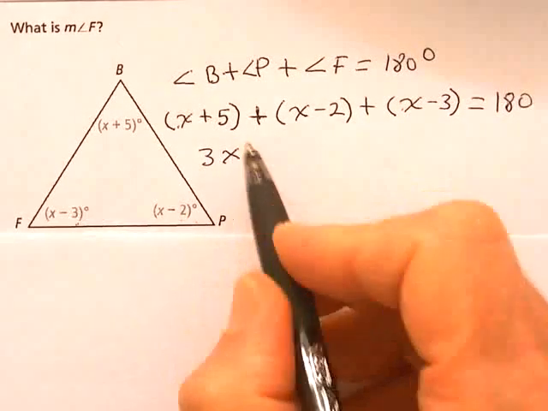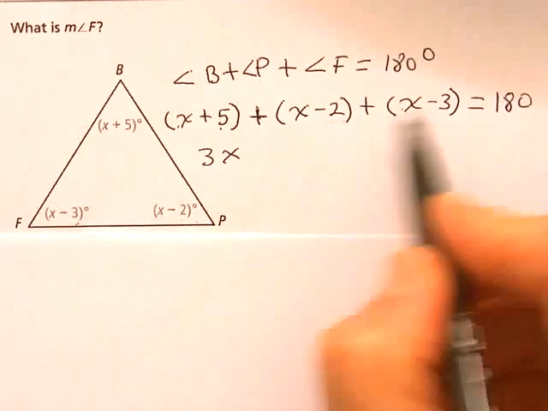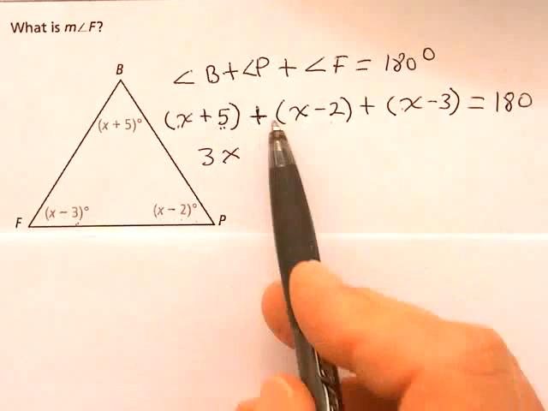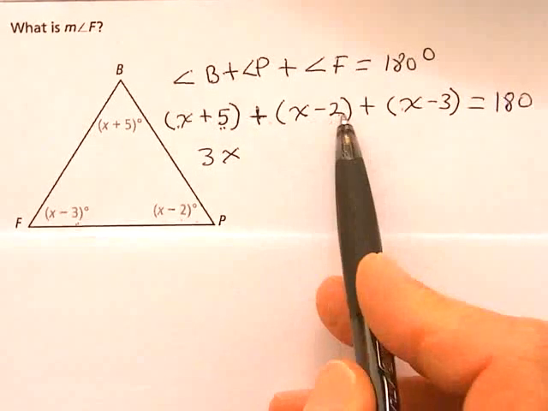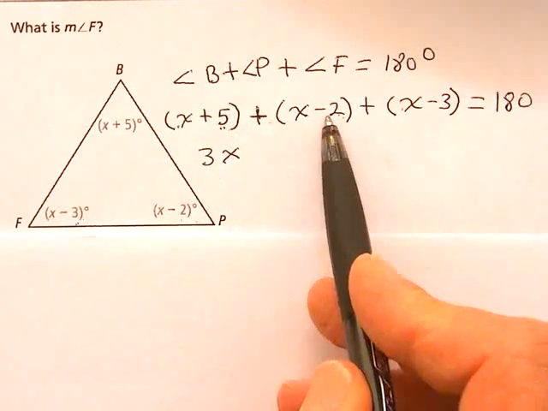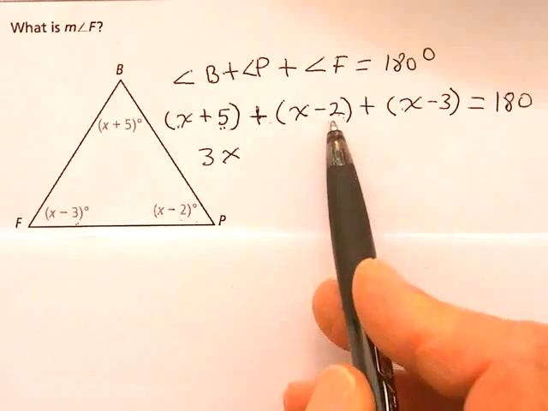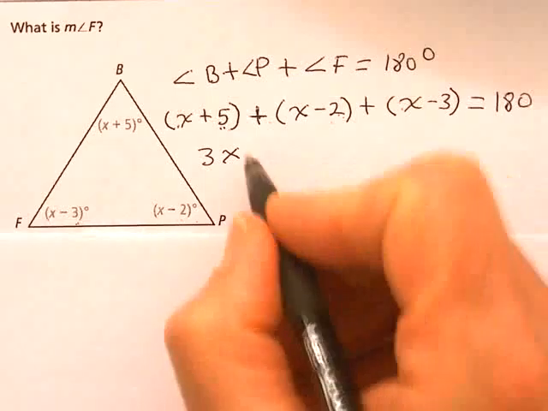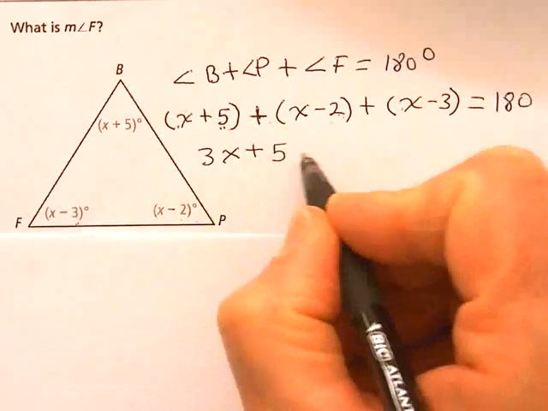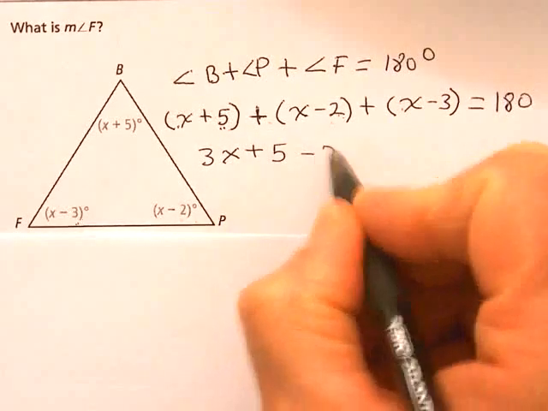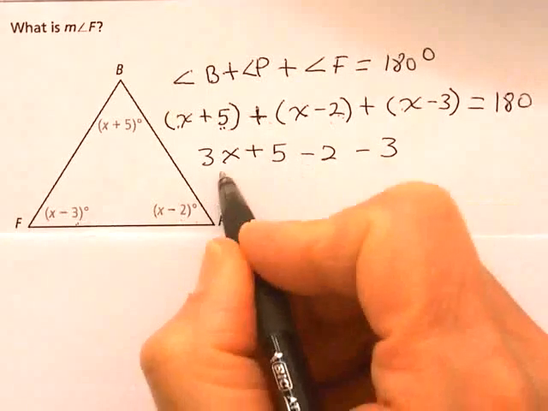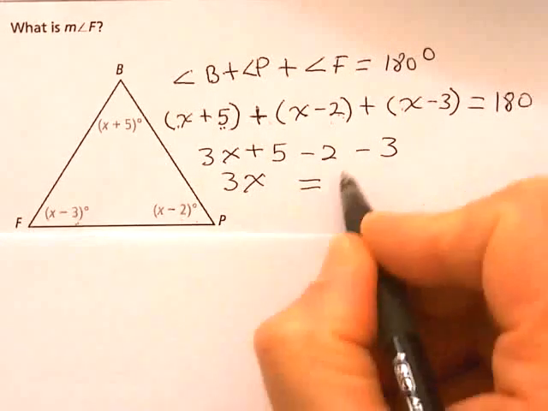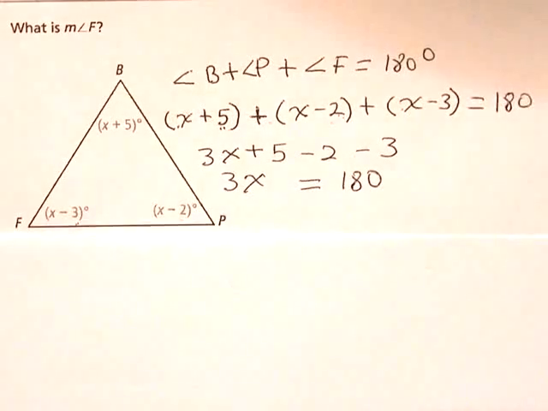And then I would have to combine positive 5 minus 2 minus 3. So 5 plus negative 2, or just 5 minus 2. Adding a negative is the same as subtracting a positive. 5 plus negative 2 would be 3. And 3 plus negative 3, or 3 minus 3, would be 0. So really what happens is, I'll write it out so we're clear, it's plus 5 minus 2 minus 3. And as you can see, this would become 3x equals 180, right? Because we end up with 0 when we combine those like terms.